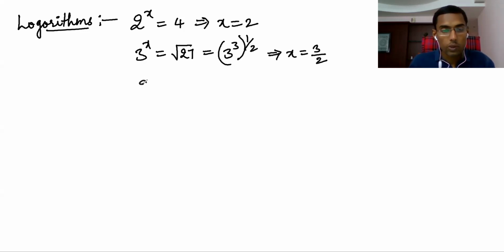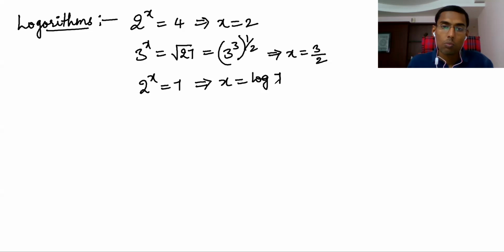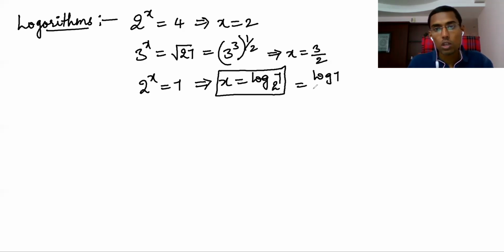But if I write 2 to the power of x equal to, for example, 7, then what is the value of x? For that, we write x equal to log 7 base 2. So this is how we represent the solution. And this log 7 base 2 we write as log 7 base 10 by log 2 base 10. This base 10 is called Briggs logarithm.